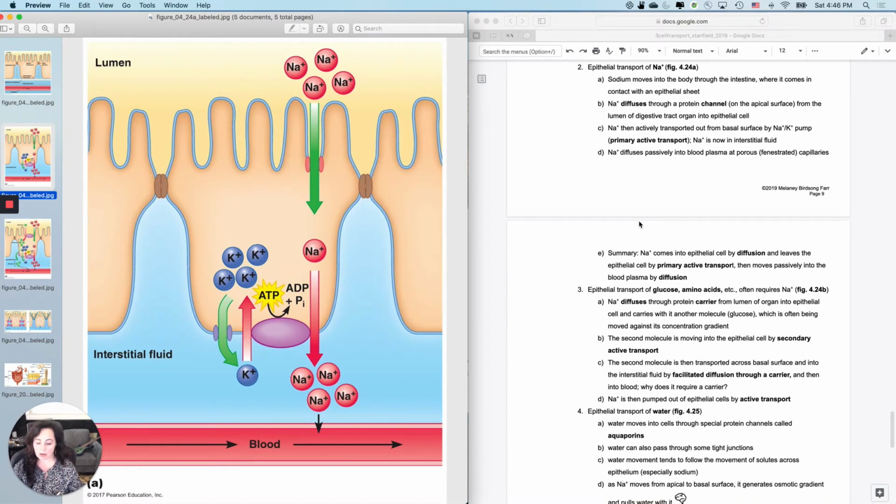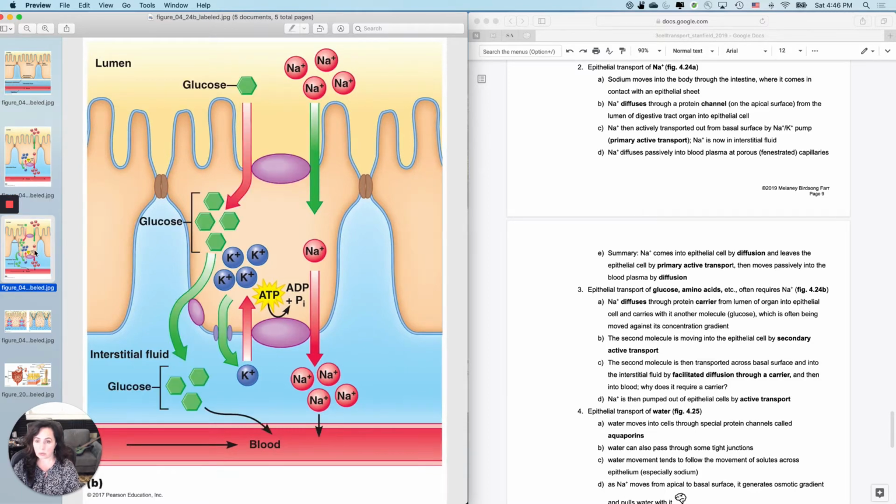Okay, now let's look at epithelial transport of glucose, for instance. So how do you get glucose into your bloodstream? It would also work for amino acids. So we're going to do kind of the same thing. This one really requires you to think about concentration gradients and transport and all of that stuff. And this is not memorization. It is something that I want you to understand.